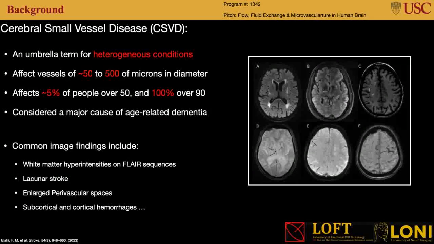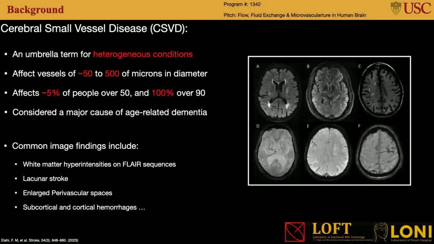Common image findings include white matter hyperintensities on FLAIR images, lacunar stroke, enlarged perivascular spaces, subcortical and cortical hemorrhages, etc. Although extensively studied, the underlying mechanisms of CSVD are poorly understood. In essence, the diagnosis, prevention, and understanding of the disease lead to an increasing requirement of reliable, accessible, and quantitative imaging analysis methods.